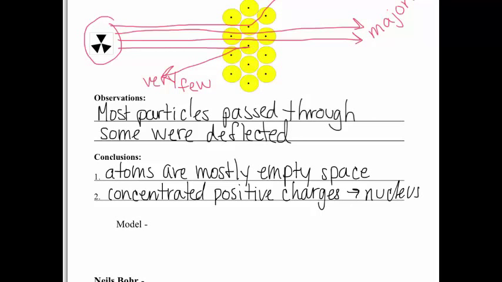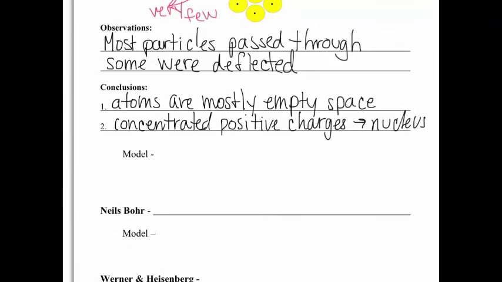So based on Rutherford's experiments, he came up with a new model, which we call the nuclear model. In the nuclear model, we have a small, dense, positively charged nucleus, and then the electrons are just outside of that. He didn't say specifically where they were. That's where Niels Bohr comes in.